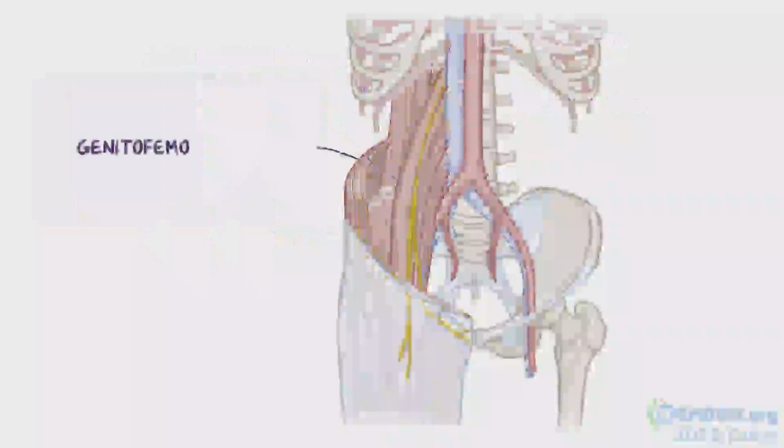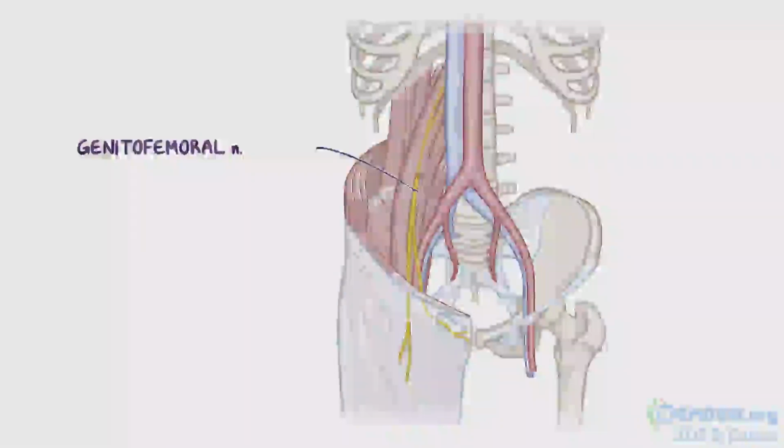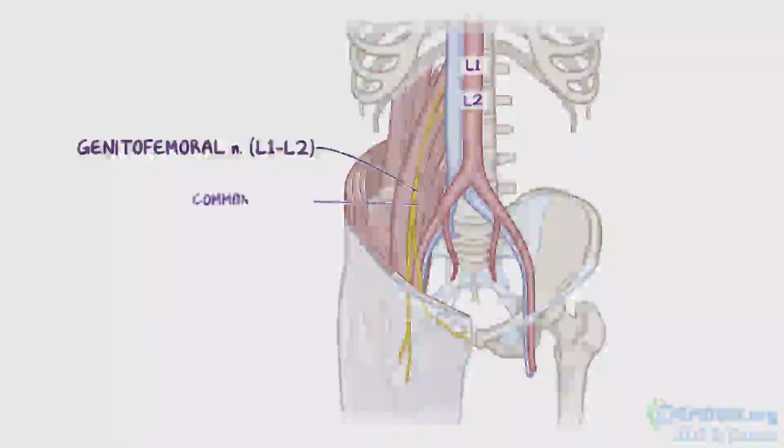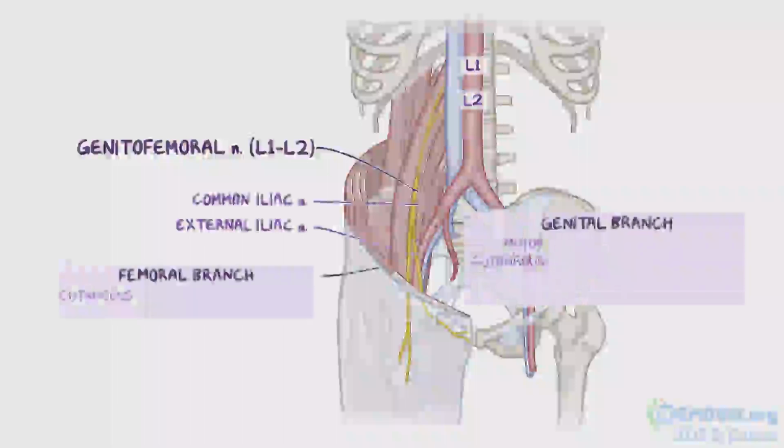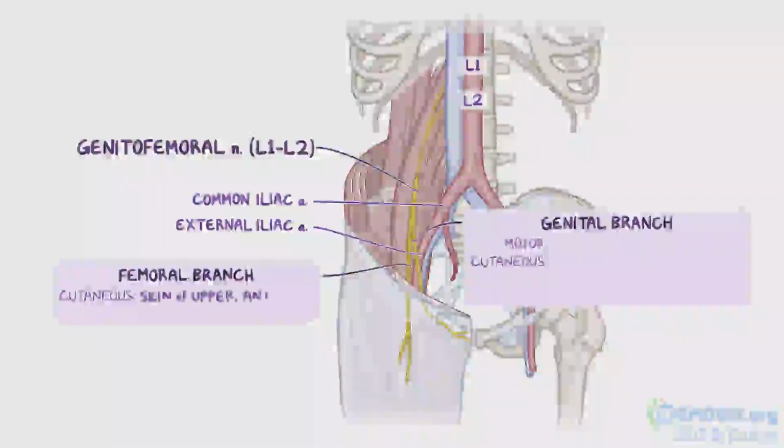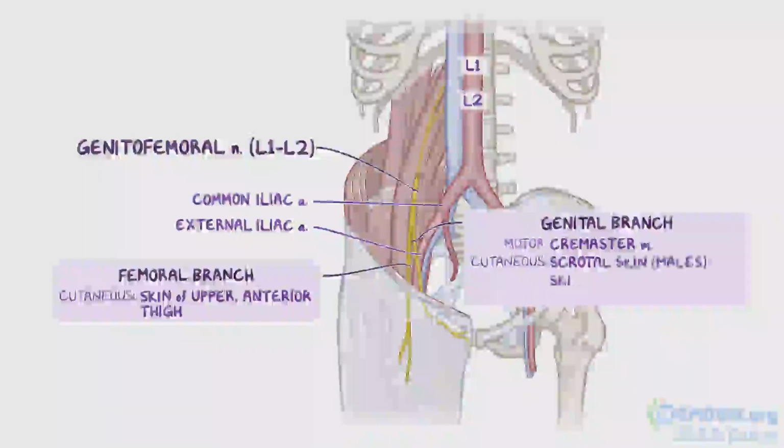Next up is the genitofemoral nerve, which arises from the anterior rami of L1 and L2. It travels within the psoas major and eventually pierces through it to run inferiorly on its anterior surface. Lateral to the common and external iliac arteries, it divides into femoral and genital branches. The femoral branch of the genitofemoral nerve provides sensation to the skin of the upper anterior thigh. The genital branch of the genitofemoral nerve supplies motor innervation to the cremaster muscle and sensation to the scrotal skin in males and the skin of mons pubis and labia majora in females.